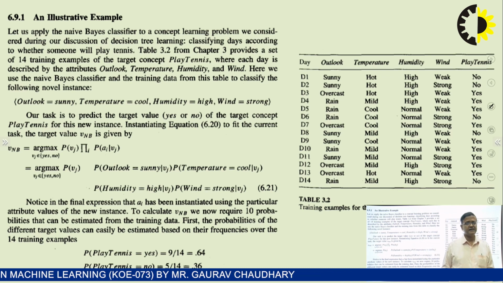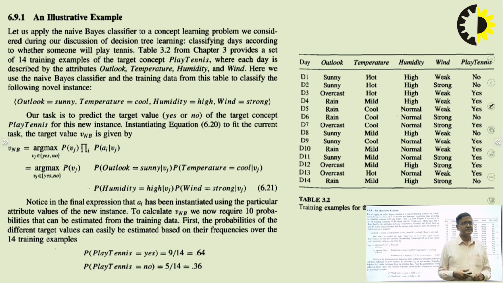So we will take a new example apart from the training examples, and classify it. The example we are going to classify is outlook equal to sunny, temperature equal to cool, humidity equal to high, and wind equal to strong. Our task is to predict the target value, yes or no, of the target concept play tennis for this new instance.